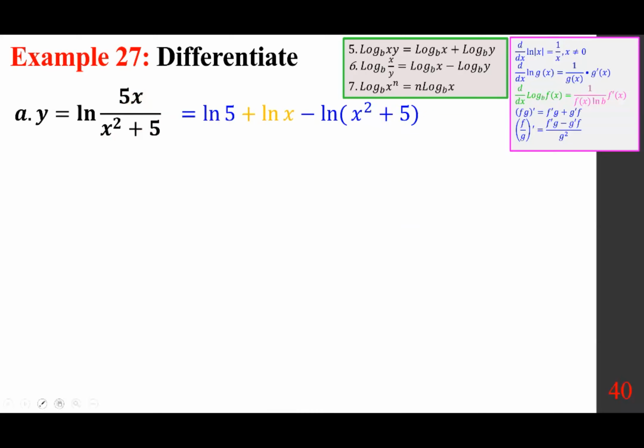Ln of the top, this whole thing is ln of 5x, okay? Minus ln of the bottom. Now, it's better to cut them into two pieces, because ln 5 is a number, so the derivative is 0. This gives you 0. This gives you 1 over x. Minus, flip this over, 1 over x squared plus 5. And by the chain rule, times g prime of x, the derivative of this piece, which is 2x.